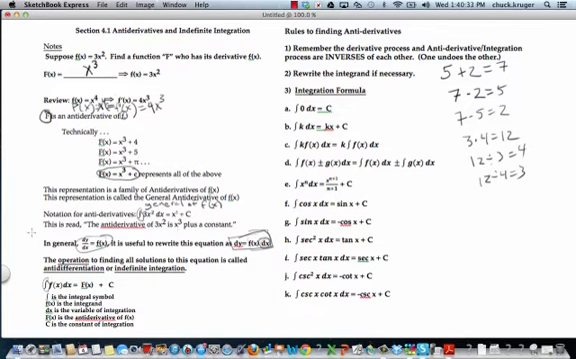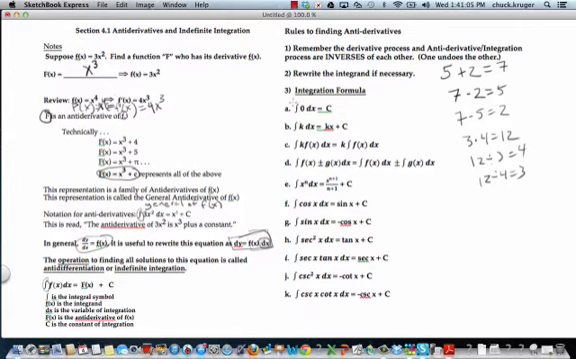Likewise, if I take the derivative of x cubed plus 4, I only get one answer. That's 3x squared. However, if I find the antiderivative of 3x squared, I have an infinite number of antiderivatives because the constant can change. The constant can vary, and it allows me to have a whole family, or an infinite number of antiderivatives, for that one derivative.